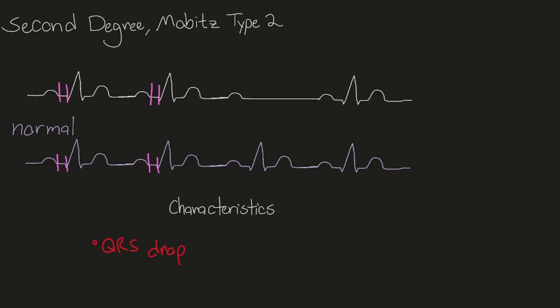Now then you might be wondering, why does our QRS complex drop here for our Mobitz type 2? And that is usually due to our P waves not conducting. So there's some issue with our P waves not being able to conduct and cause our QRS complex to form.